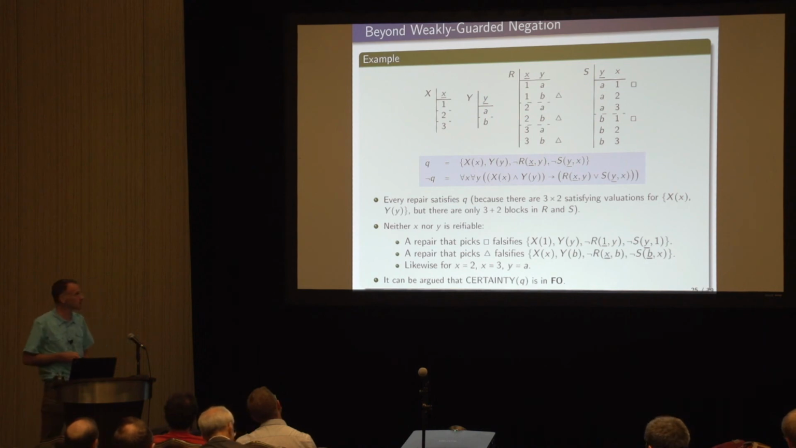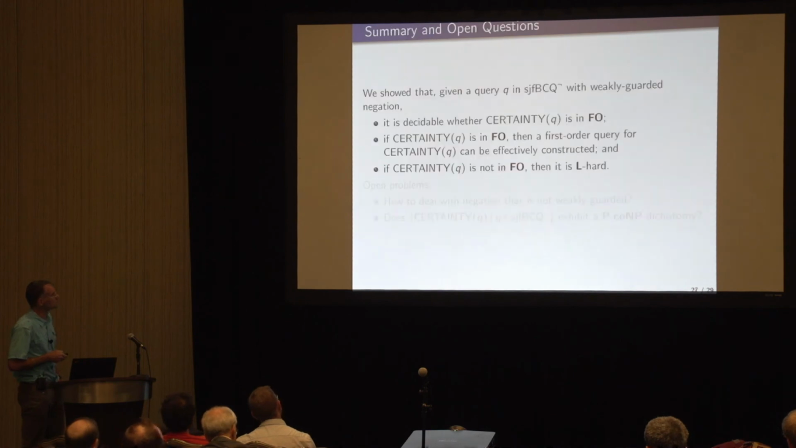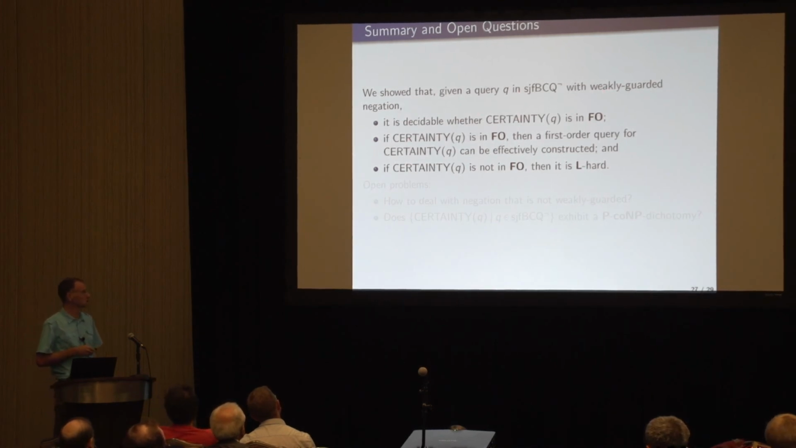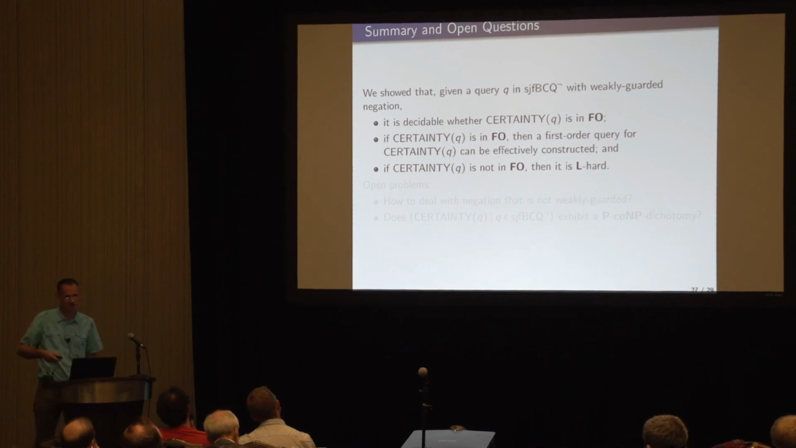So to conclude this paper, we showed that for every query in this class with weakly guarded negation, it's decidable whether the problem is in FO, and if it's in FO, then we can construct the FO rewriting, and if not in FO, then it's L-hard. And actually, this rewriting has a very nice rewriting style, which does no longer hold true if the query is not weakly guarded.